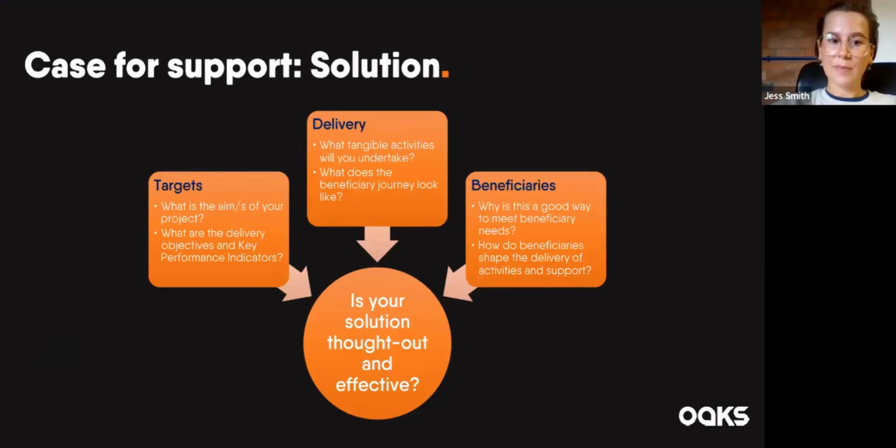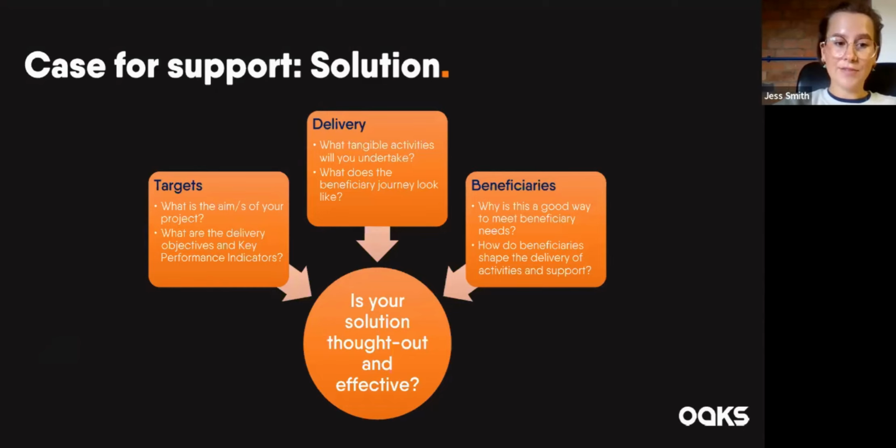Yeah, definitely. The third thing that we consider when we think of the case for support is the solution. So what, as an organisation, is the solution to the problem and the reason that you're able to support that need in your area. So you think about the targets. So what's the aim of your project or your programme? What are the KPIs? So what outcomes are you expecting to see at the end of it? And what objectives do you set yourself that you expect to see at the end of the programme?